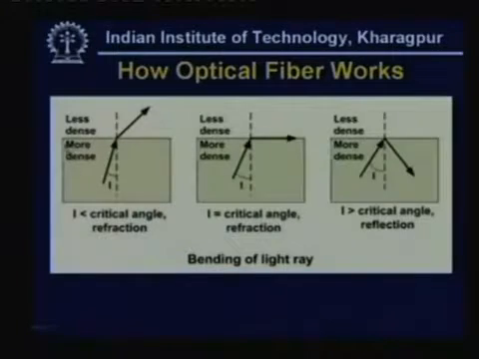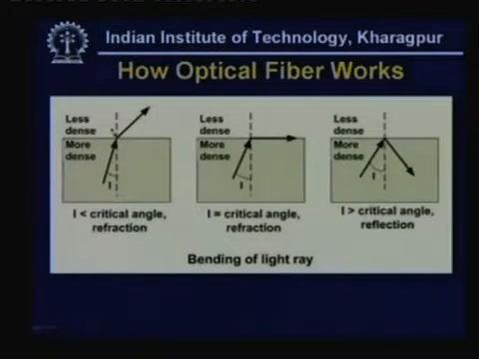The question naturally arises, how does optical fiber work? The operation of optical fiber is explained with the help of this diagram. As you can see here, to explain the operation of optical fiber, let us consider two materials. This one is of higher density than the upper one. So the density of the lower material is more than the density of the upper material. Let's assume this is water and this is air.